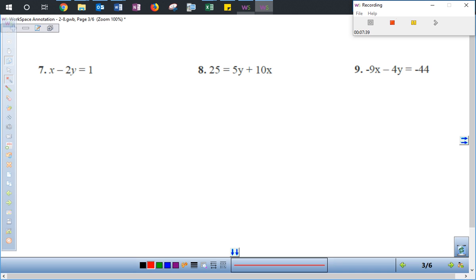On number 7, again, we want to get that x term away, so we're going to subtract x from each side. And I'm left with negative 2y equals negative x plus 1. And then I need to divide each term by a negative 2. So negative 2y divided by negative 2 is y. Here I have a negative over a negative, which means that's going to cancel out and be a positive.